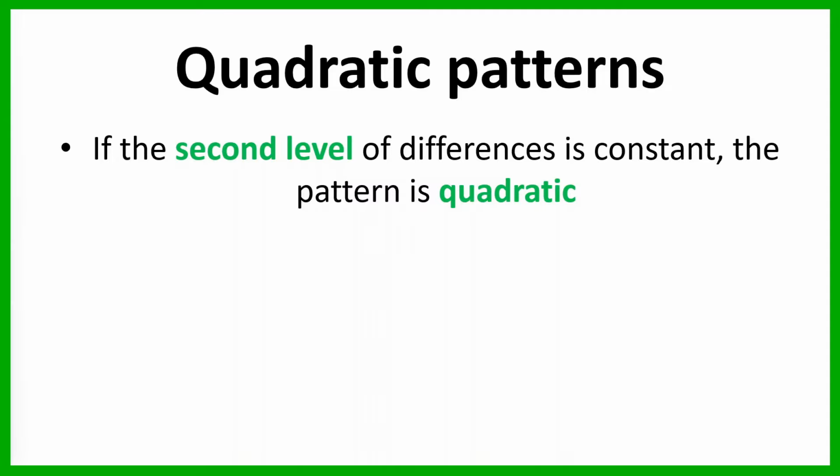When you have a pattern where the second level of differences is constant, then the pattern is quadratic. And when you have a quadratic pattern, the rule will contain n squared, like in the one that we just did. The rule was Tn equals n squared. Okay, now it won't always be equal to n squared only. There will be other stuff as well. It might be 2n squared or 5n squared or n squared minus 3 or something. But it will contain n squared.